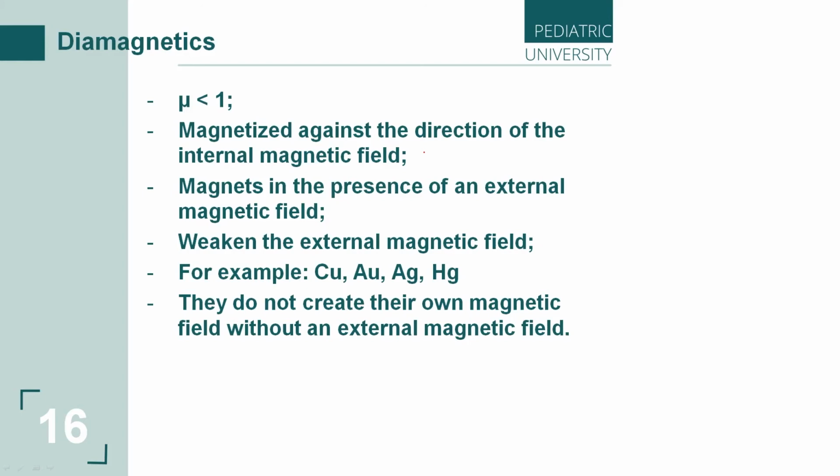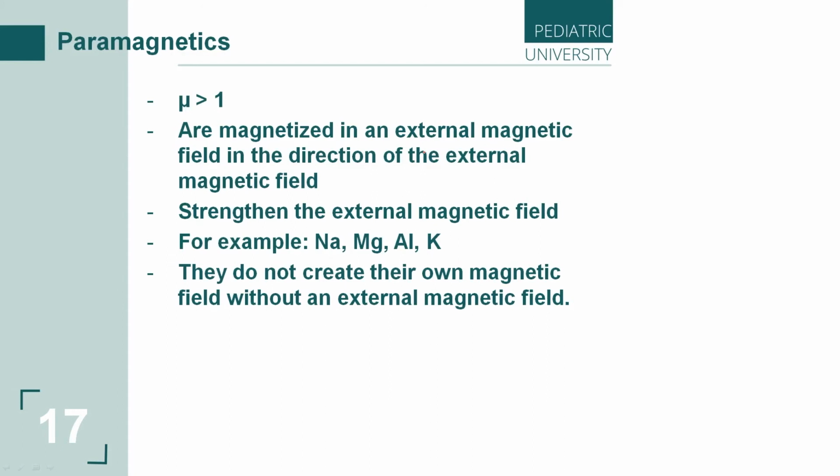Don't forget, this is diamagnets. Metals: copper, silver, gold, mercury, and others. So, what is the next? The next type is paramagnets.